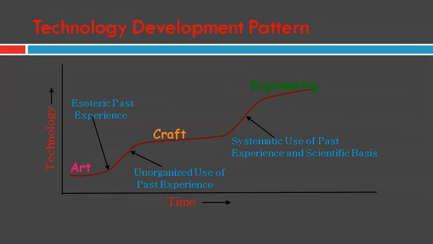Those who knew iron making kept it a closely guarded secret. This esoteric knowledge was transferred from generation to generation as a family secret. And slowly over time, technology graduated from an art to a craft, where tradesmen shared their knowledge with their apprentices, and this knowledge continued to grow.